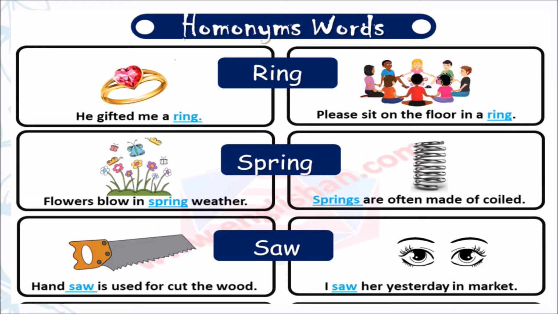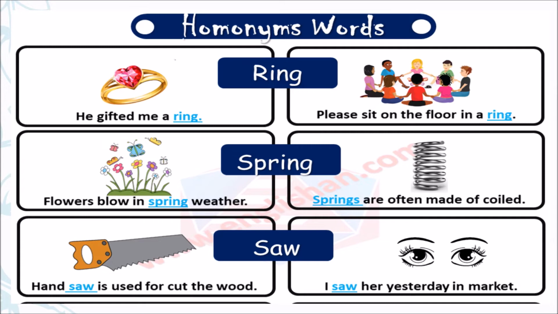Next we have ring. He gifted me a ring. Please sit on the floor in a ring. Next we have spring. Flowers bloom in spring weather. Springs are often made of coiled wire.